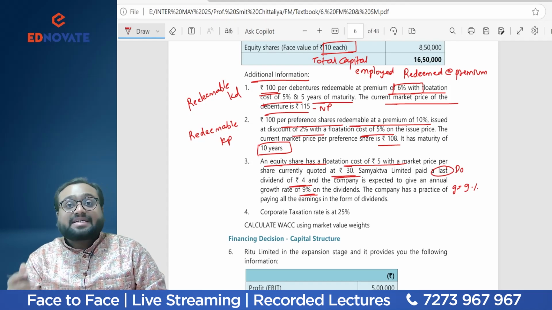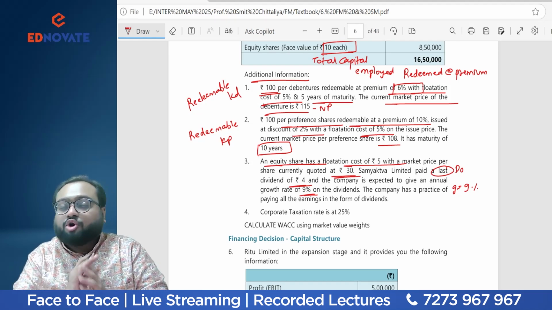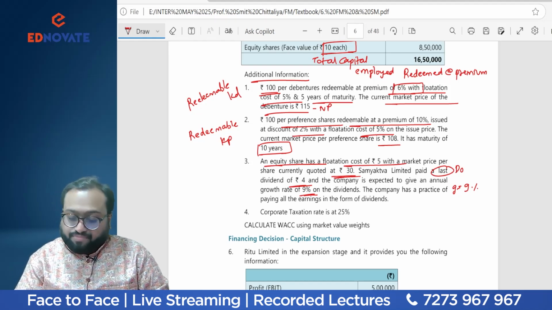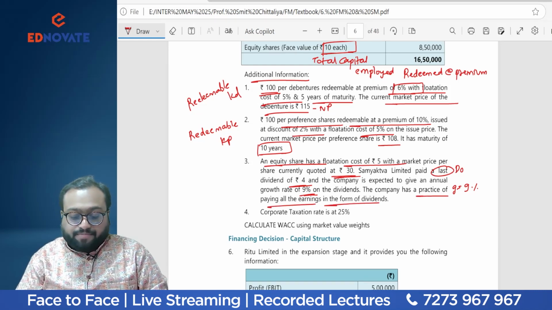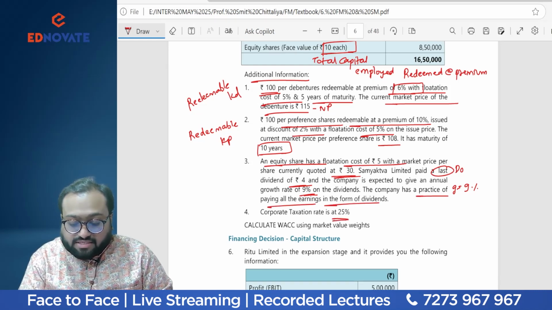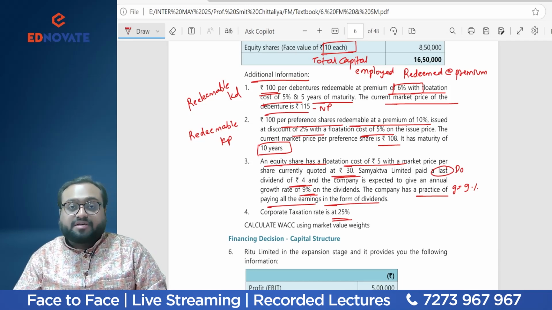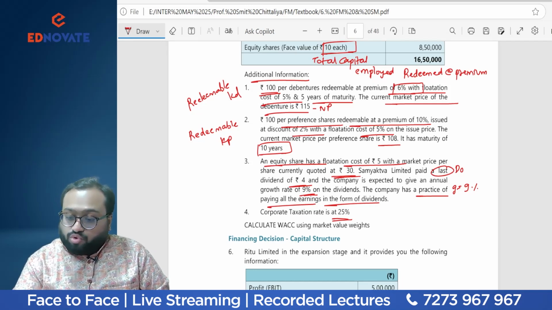Of course, when I see this D0, D1, Gordon's model will be applicable. The company has a practice of paying all earnings in form of dividend. Corporate tax rate is 25%. Calculate WACC using the market value weights. So let us look at the solution.